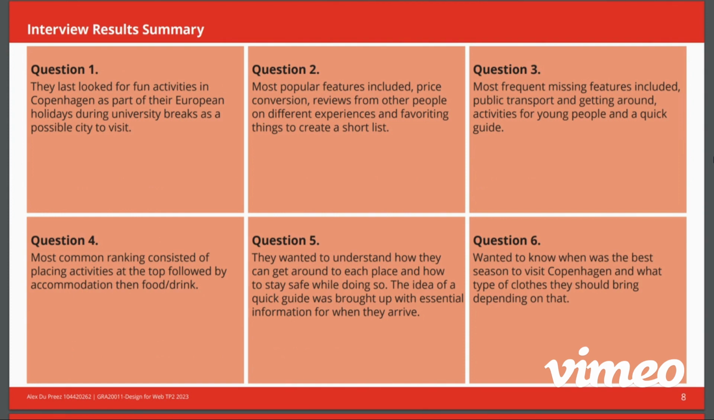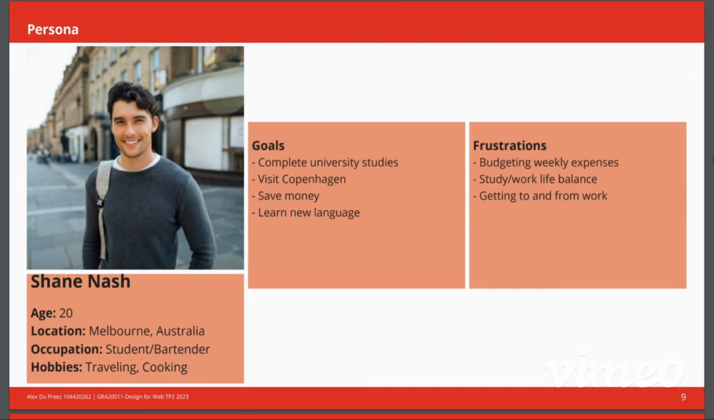The most common ranking consisted of placing activities at the top, followed by accommodation, then food/drink. And lastly, question 5. They wanted to understand how they could get around to each place and to stay safe while doing so. The idea of a quick guide was brought up with the essential information for when they arrive.